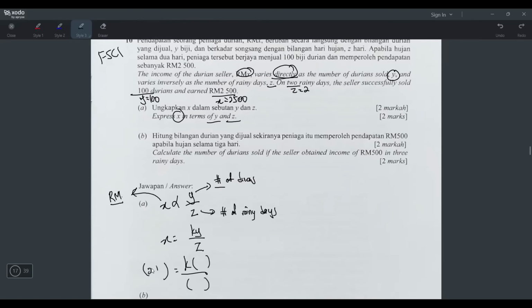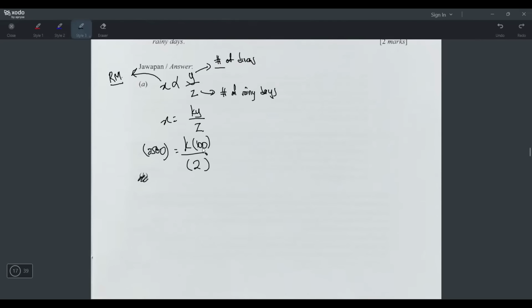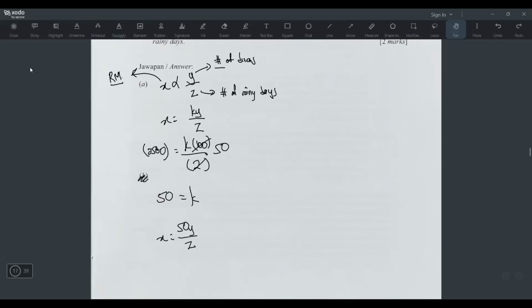X is 2,500. And then Y is 100. Yang tu letak atas. Z 2 letak bawah. Okay, 100 can divide 2. You can press calculator. 100 divide 2 is gonna be 50. And then to find K, you just simply tekan 2,500 divide 50. And that gives you 50. And now the next step is to rewrite. And when you rewrite inside here lah, it becomes X equals 50Y over Z. And sudah siap lah untuk soalan A.